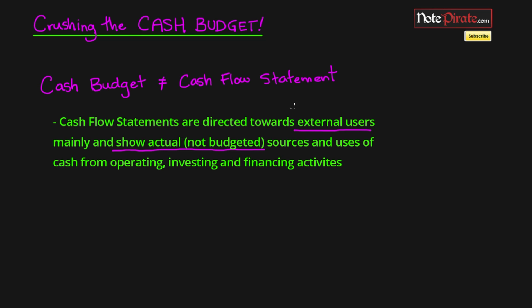While the cash flow statement also shows sources and uses of cash from operating, investing, and financing activities. So the cash flow statement splits it up nicely while the cash budget doesn't.